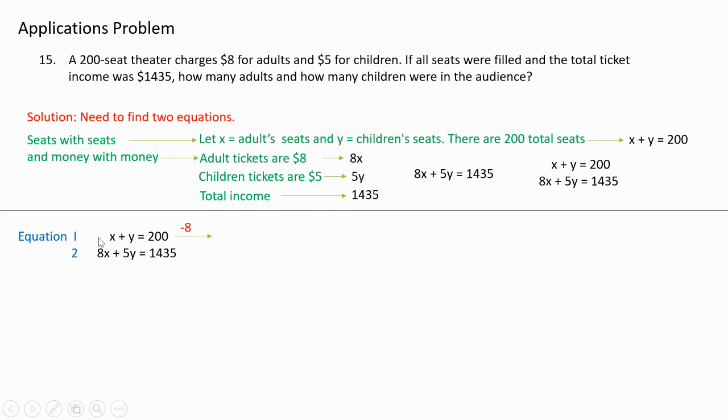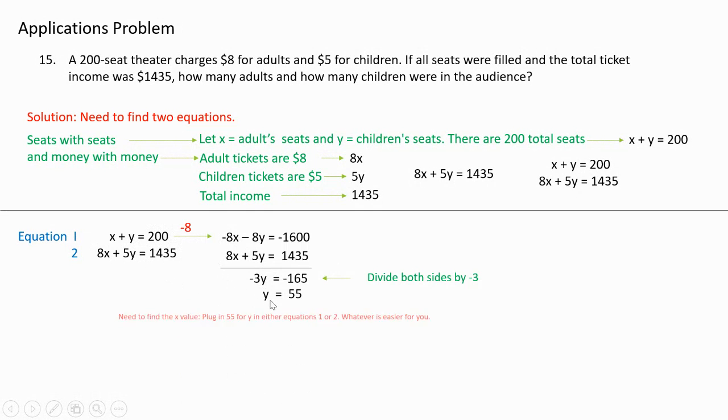So I need to multiply equation 1 by -8. So -8 times x will give us -8x. -8 times y will give us -8y. And -8 times 200 will give us -1600. And equation 2, we just write it over. So you see, guys, the x's were eliminated. So we get -3y equals -165. So we divide both sides by -3. So y equals 55.